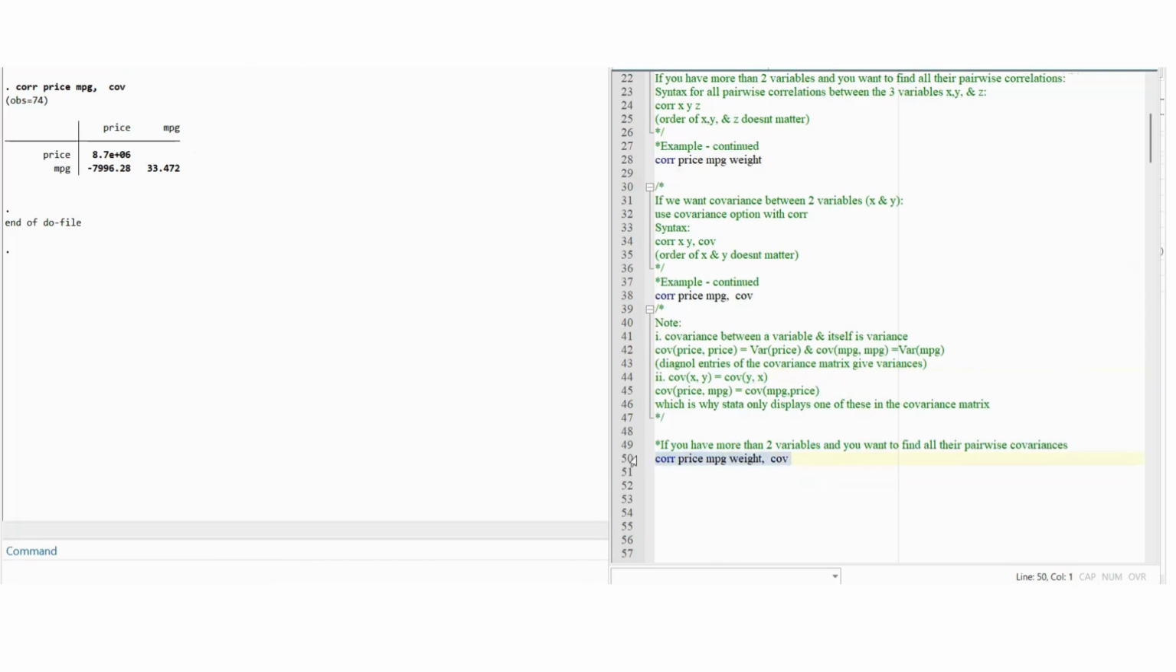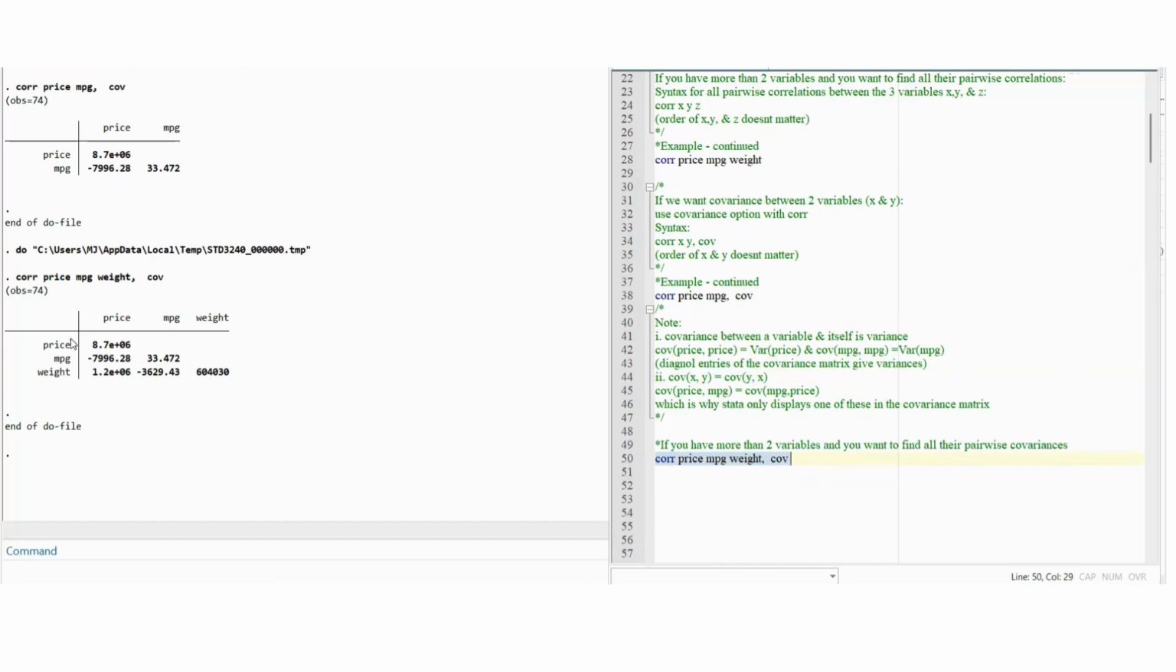Like for example, if we do this, we can see now in this covariance matrix, again, the diagonal entries give us variance. This is the variance of price. This is the variance of MPG. This is the variance of weight. Because like we said, covariance between a variable and itself is the variance.